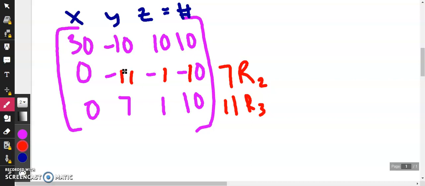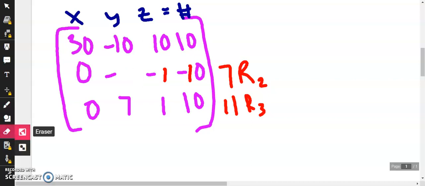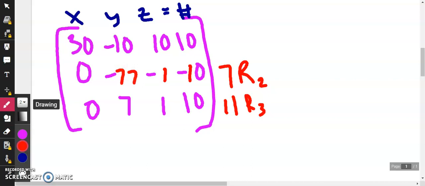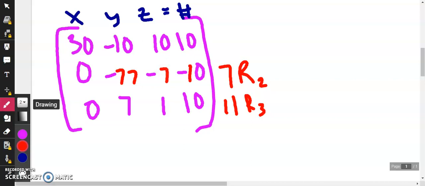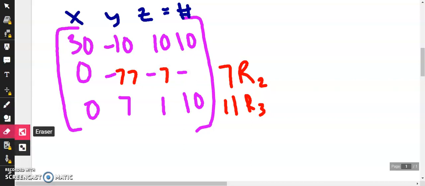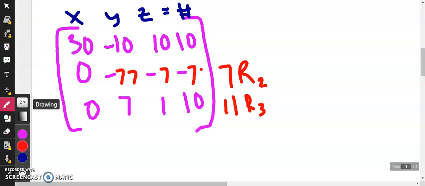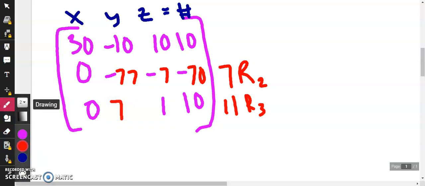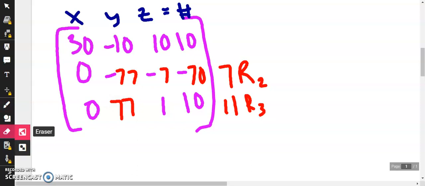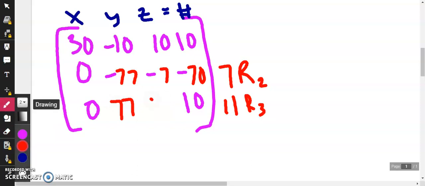So we'll do 7 times 11 to get 77. 7 times 1 to get 7, and then 7 times 10 to get 70. On the bottom row, we'll do 7 times 11 to get 77. 1 times 11 to get 11. And then 10 times 11 to get 110.